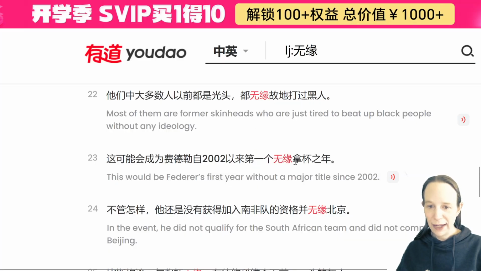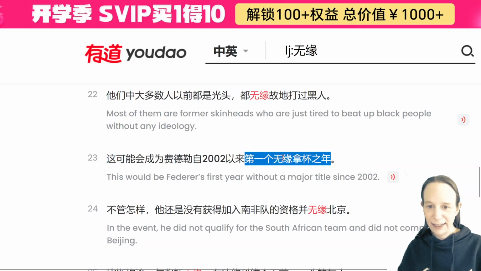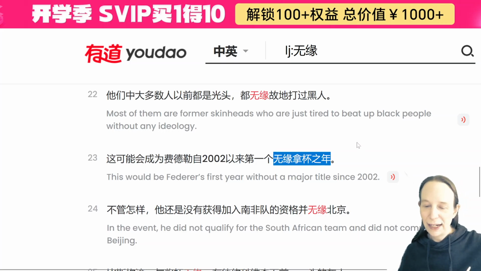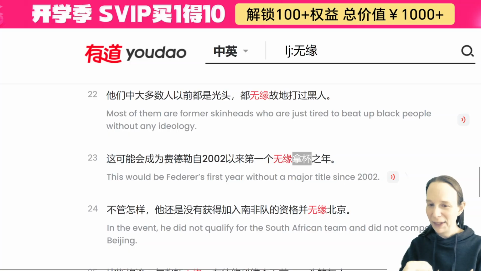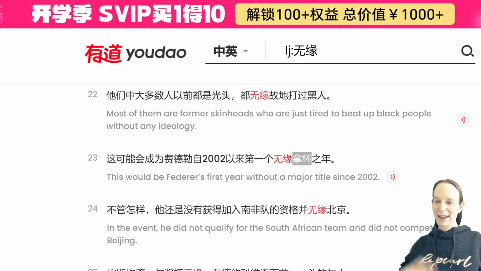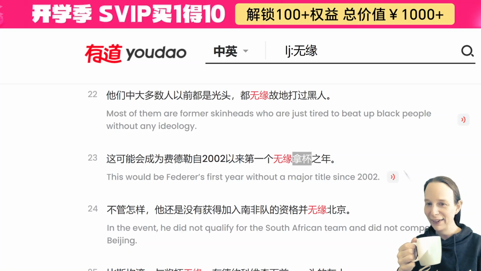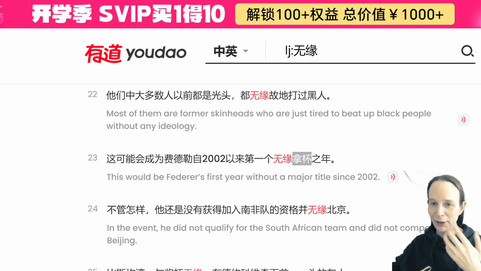一个无缘拿杯之年. So this implies this year, the first year where they did not have the fate to do this. Okay. So it implies they didn't 无缘拿杯之年. So 拿杯 would be to take the cup, and the cup would be something, it's Federer, so it'll be, I don't know, Wimbledon or something. Some sort of sporting related cup. So 无缘 is they don't have fate.